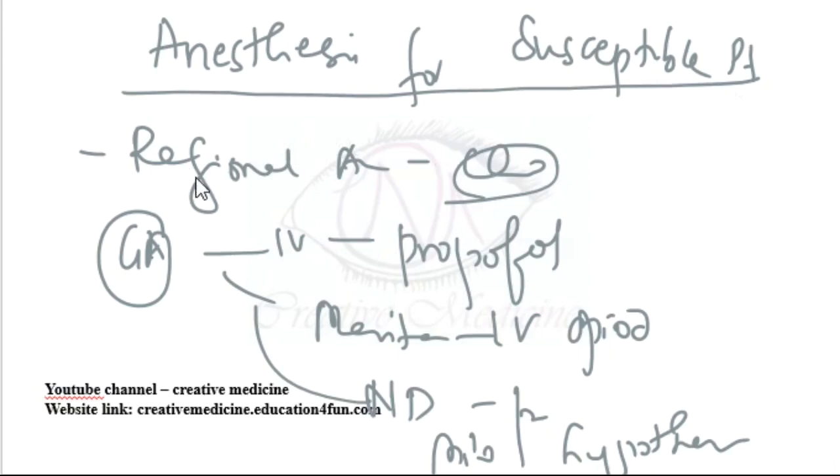Regional anesthesia is the anesthesia of choice for susceptible patients, and if general anesthesia is given, IV propofol is protective. For maintenance anesthesia, IV opioids can be given. Non-depolarizers are also protective. Mild hypothermia is also protective.